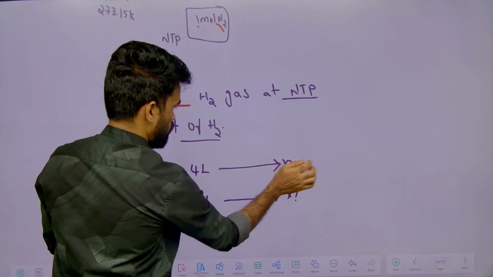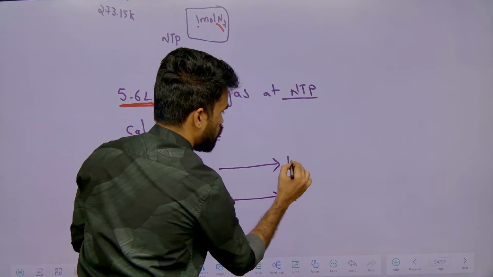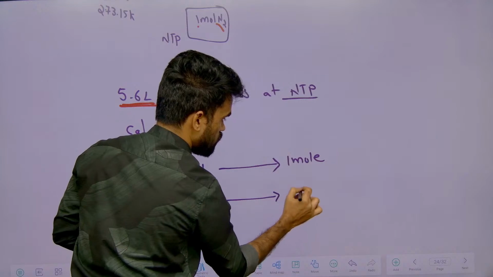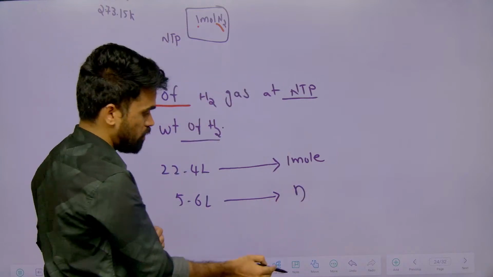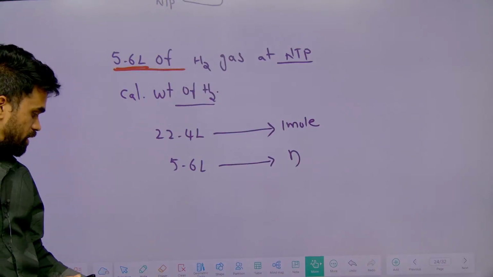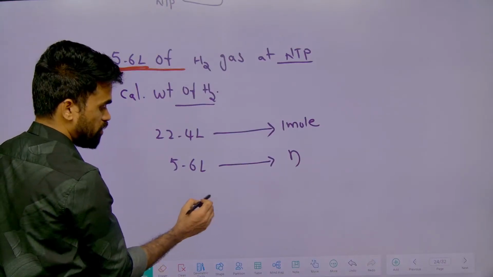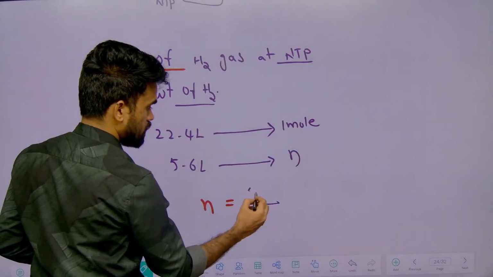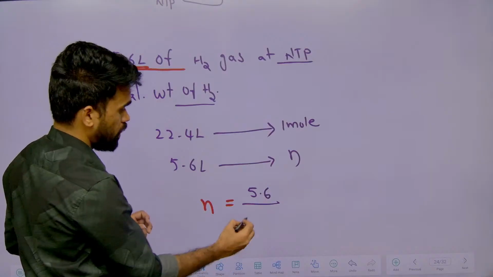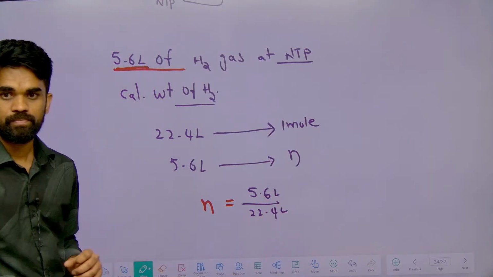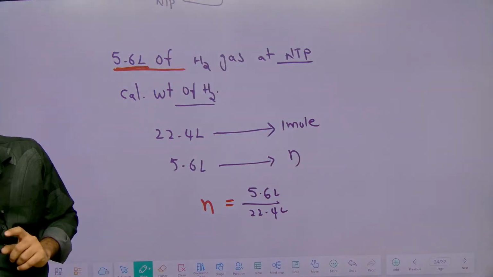Okay, so 22.4 liters is nothing but 1 mole, I know. Then 5.6 liters means n moles. Find the n value. What should we do, cross multiply, you know, the unitary method. Yes, tell me that. N is equals to number of moles equals to 5.6 by 22.4. So we can generalize a formula now here.